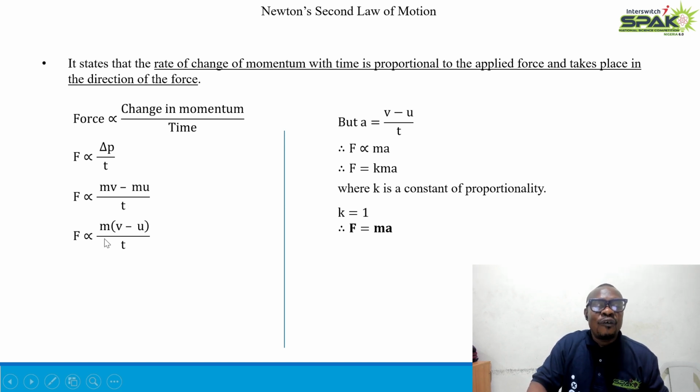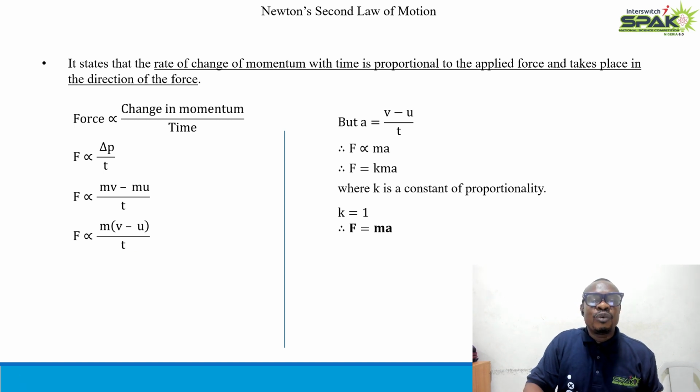Of course, we know what factorization is. So we factorize the expression, change in momentum, to have m into (v minus u), because m is common, all over t. Then recall one of the equations we had from the definition of acceleration, which is the rate of change in velocity with time. So this is the change in velocity, v minus u all over t. So this is acceleration.